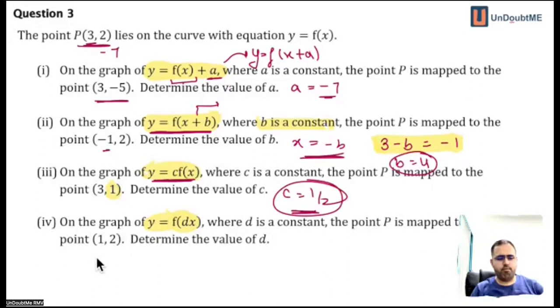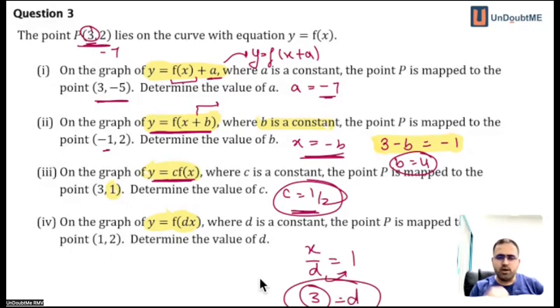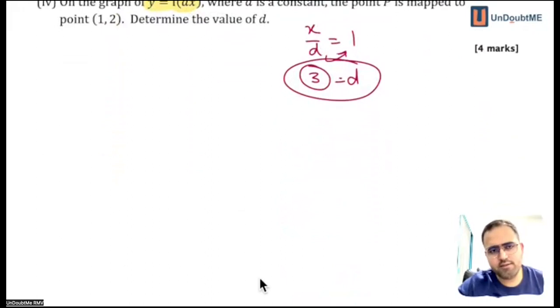Is it going to be 1 by 3? No, just 3. So the value of d will be 3, because the x coordinate is divided by d, if you remember, I told you it will be x divided by that. So x divided by that is giving me 1. My original value was 3, I'll put it over here. So d will be 3 only. Okay.